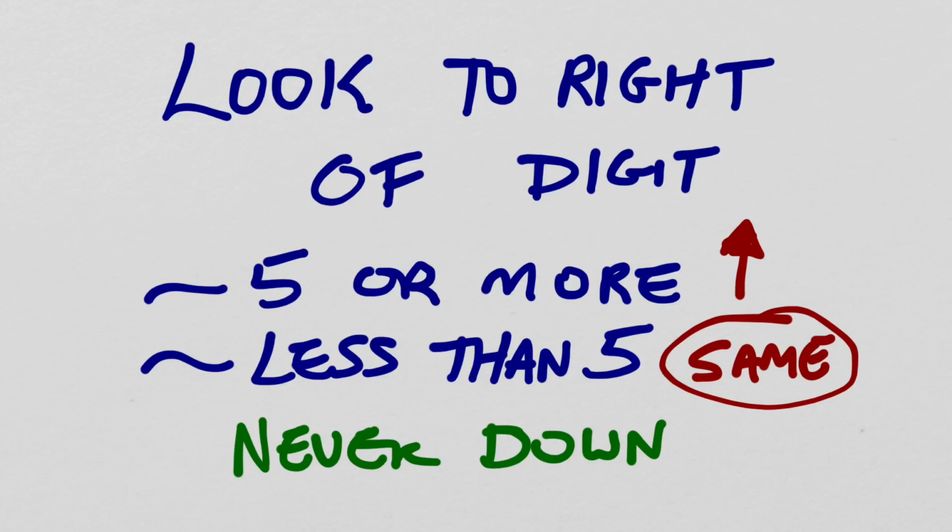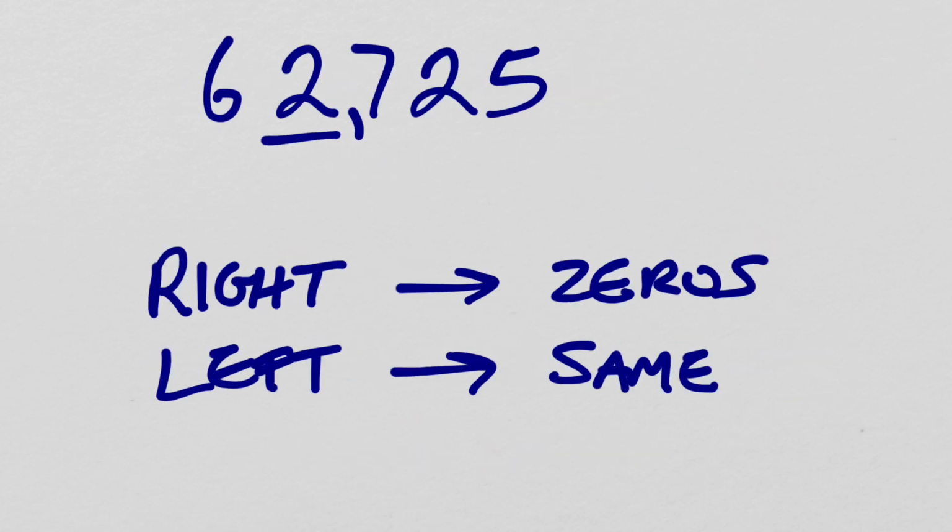So that's what that arrow is showing. If your digit to the right is less than 5, then your underlined digit will stay the same. It'll never go down. If you're underlining a 2, you're never going to put it down to 1. It'll either stay as a 2 or it'll go up to a 3. So let's take a look at an example.